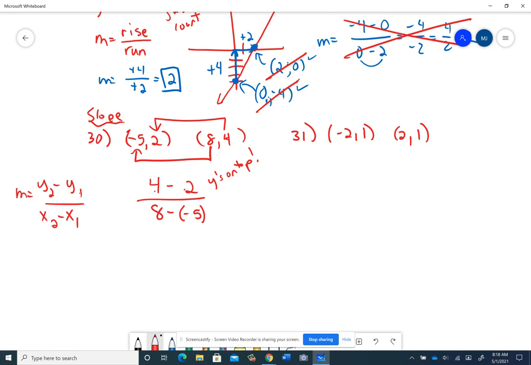Make sure the y coordinates are on top. This is an x and a y. This is an x and a y. Make sure the y's are on top. And then make sure that the 4 and the 8 come from the same point, so you know that you wind up with the same point. That means you subtracted in the same order. That's what I check to make sure I set it up right.